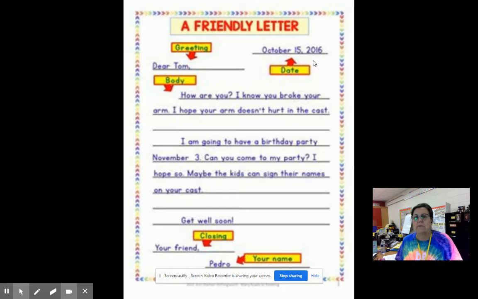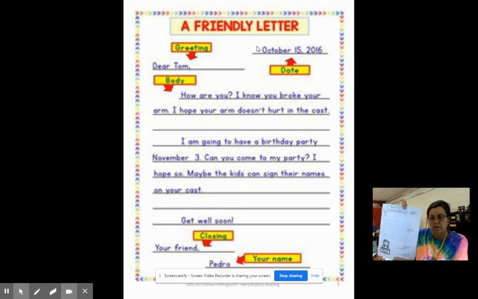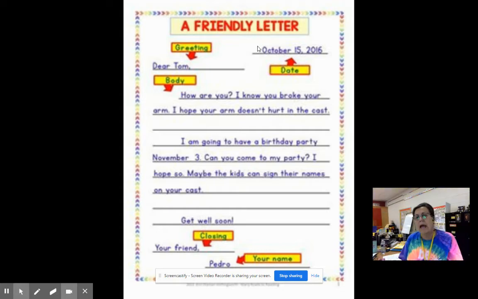It's another example of a friendly letter. It looks very much like the paper that was in your packet. We have the date. It's not going to be October 15th. It's going to be September 17, 2020. And then, dear, whoever your friend is, dear Sammy, dear Jenny, dear Kate, whoever your friend is that you want to be thankful for. It could be a cousin.